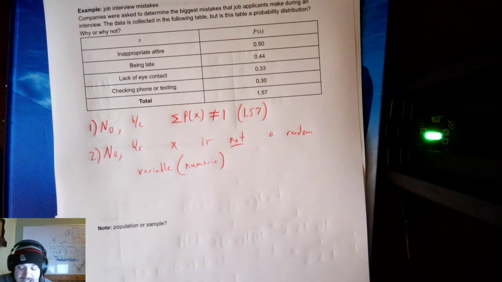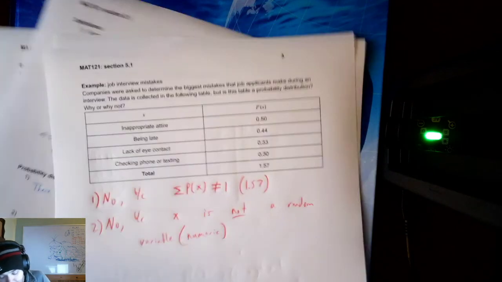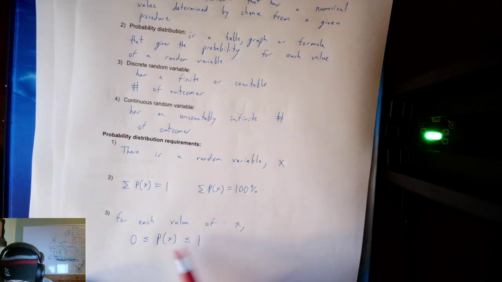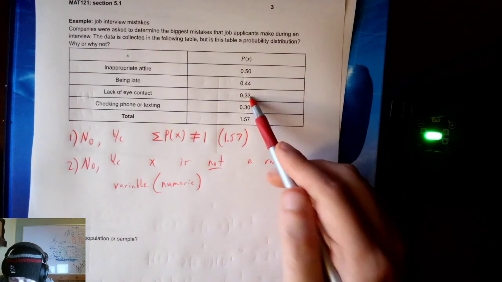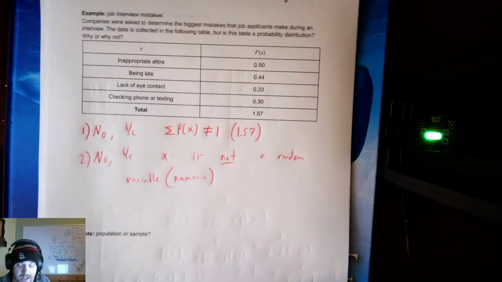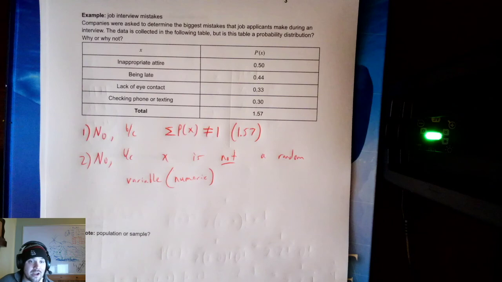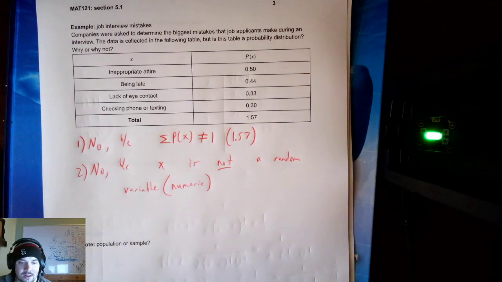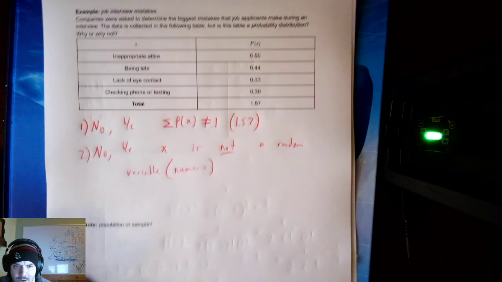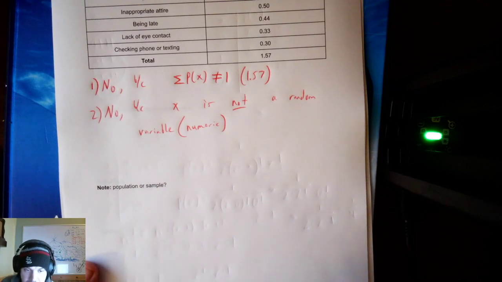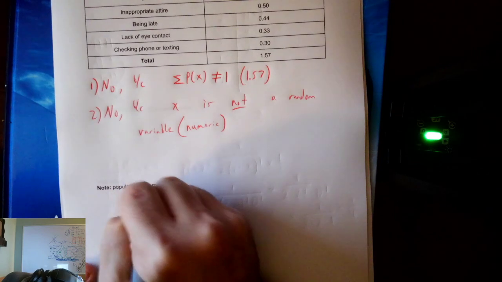Now, it actually did meet the third requirement, right? Remember, the third requirement is that each x value is between 0 and 1 for its probability. That was true, right? But you need to meet all three requirements in order for it to be true. If you fail even one of the requirements, you are no longer a probability distribution. So keep that in mind. Probability distributions have to meet all the requirements. Now, are probability distributions a population or a sample? Which are they? They are a population.